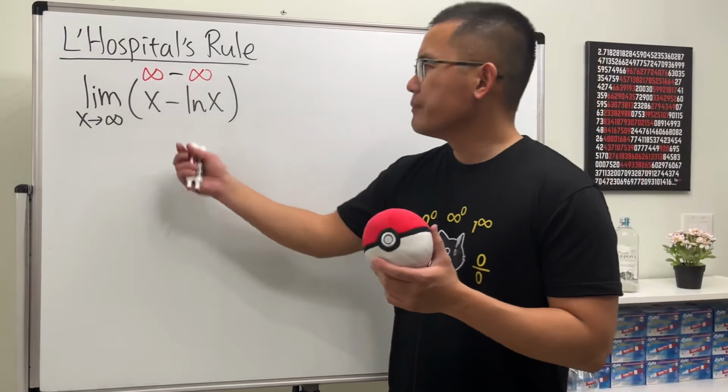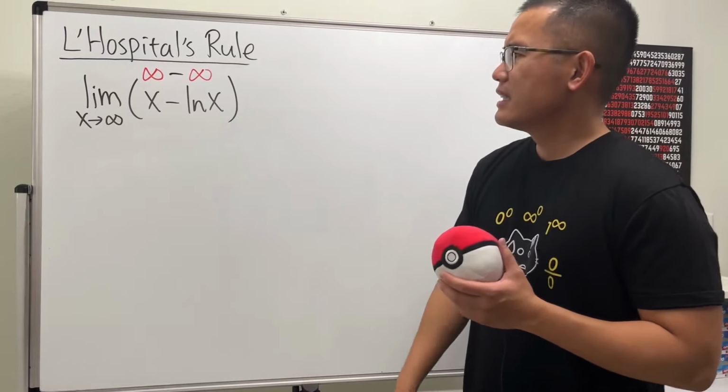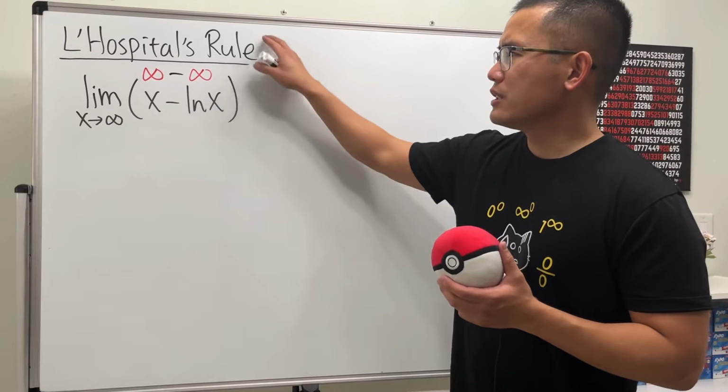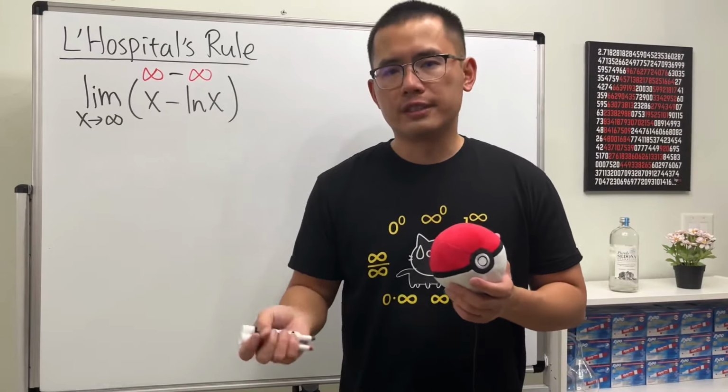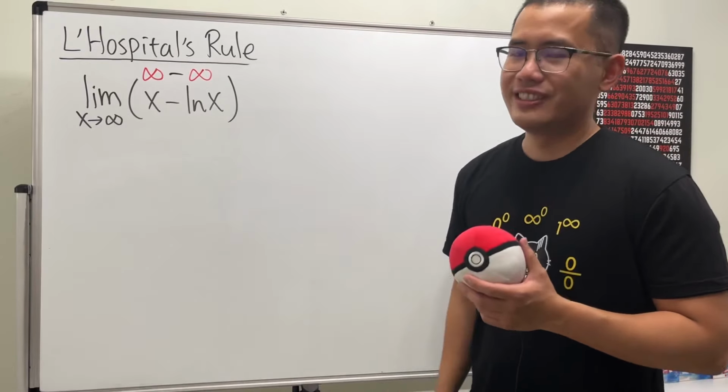But the thing is that we cannot combine fractions, and, yeah, how do we even proceed right here, right? In order for us to use L'Hopital's rule, we must have either 0 over 0 or infinity over infinity. So what do we do? Well, check this out.